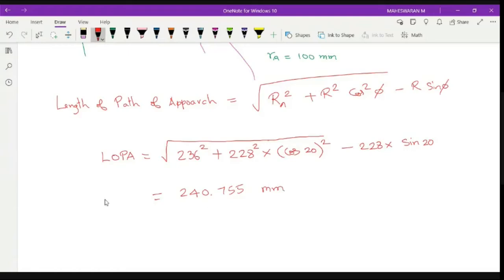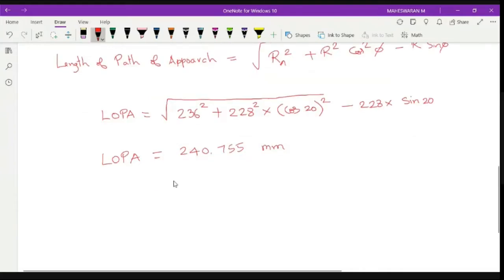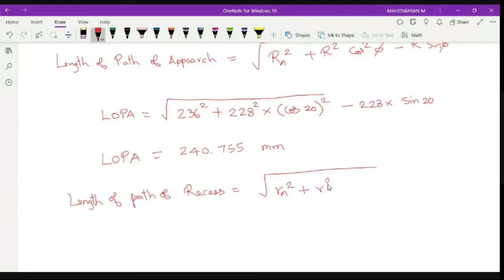Yeah. So LOPA we identify. Similarly, we will identify the length of path of recess, right? Length of path of recess, which is equal to root of small RA square, 100 square, small RA square plus R square cos square phi minus R sin phi. Right? So we will write this.